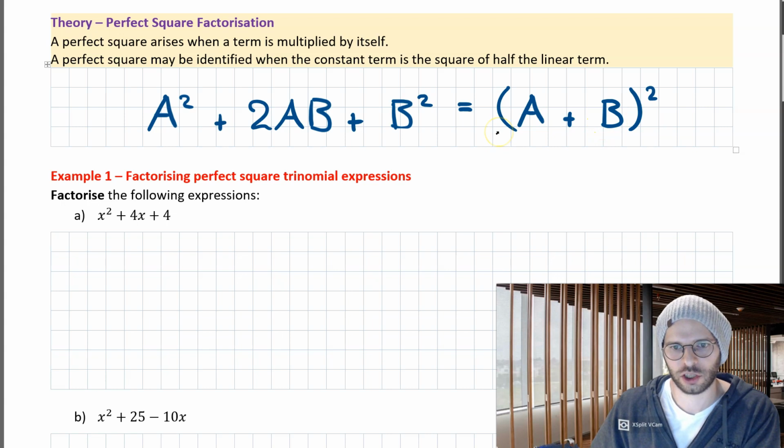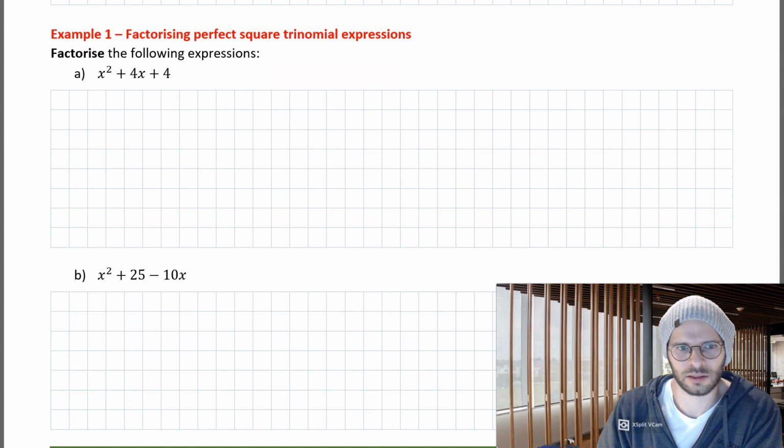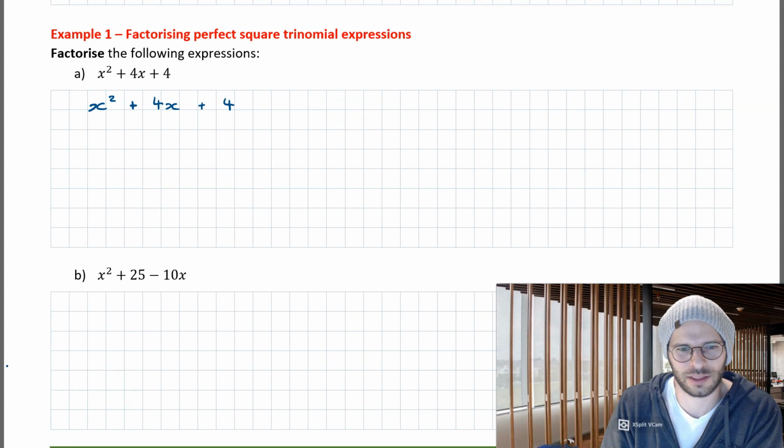So what I'm going to show you is some small things that you can look out for to identify the perfect square situation. Let's have a look in example 1. Example 1. Factorize the following expression. We have x squared plus 4x plus 4. What I first want to do is identify whether this is a perfect square situation or not, and if it is, I'm then going to use the shorthand form to factorize this.